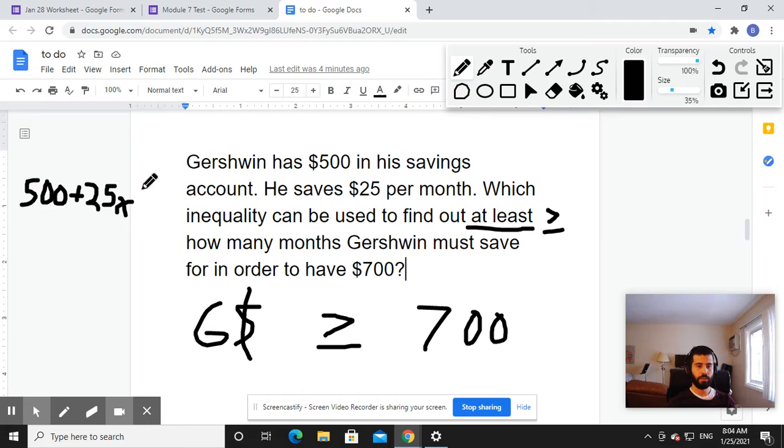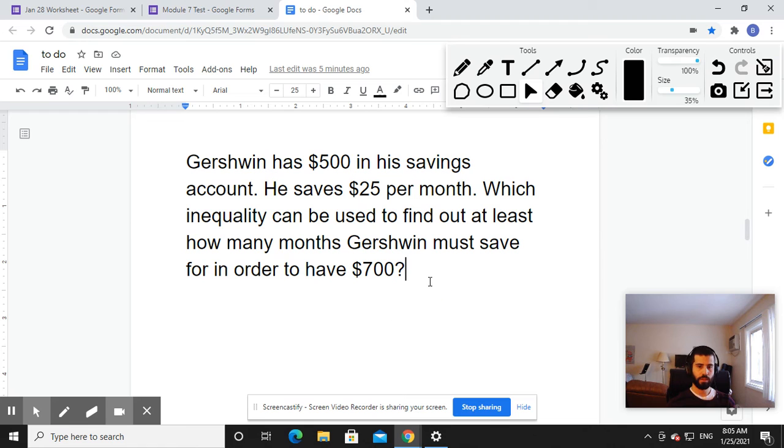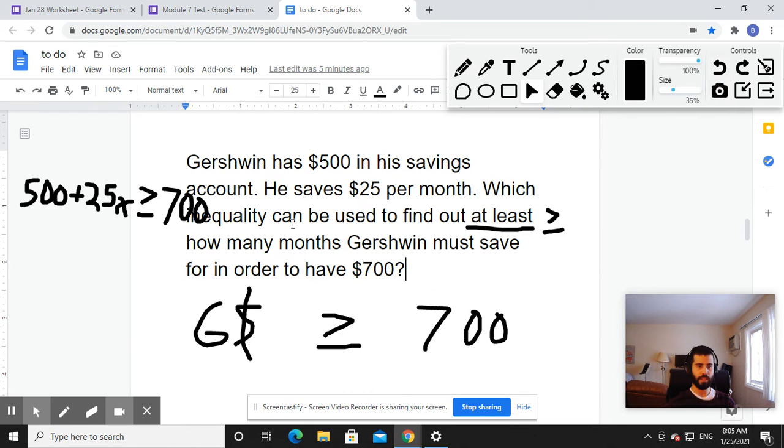And then we want to have at least 700. On the other side, we kind of established that that's on the other side. And there is our inequality: 500 plus 25x is greater than or equal to 700. So it's all about figuring out which words line up with which signs, and understanding exactly what's happening in the situation. So now that we've got that, you would just solve it like a typical inequality.